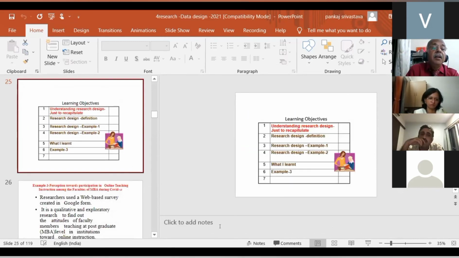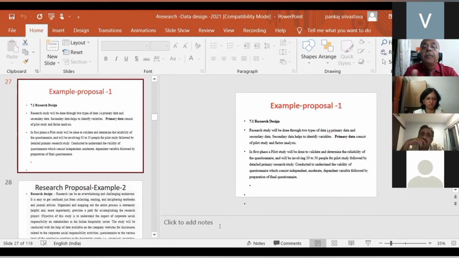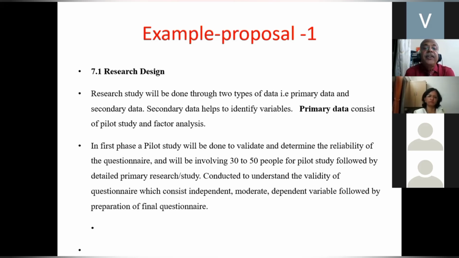So let me give you the example of proposal one, how we have written it in proposal one of University of Mumbai. Let me make it a little bigger so that you understand how simple it is. Yeah, you can read it out. Research design, see, it will be done through two types of data. See, it is mentioned will be done. Are you getting my point? When research proposal, it will be done, right?